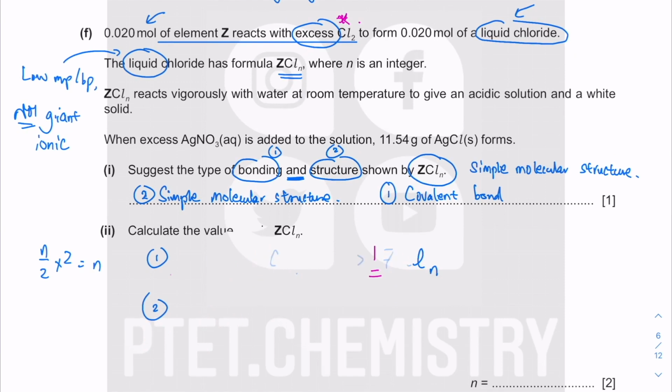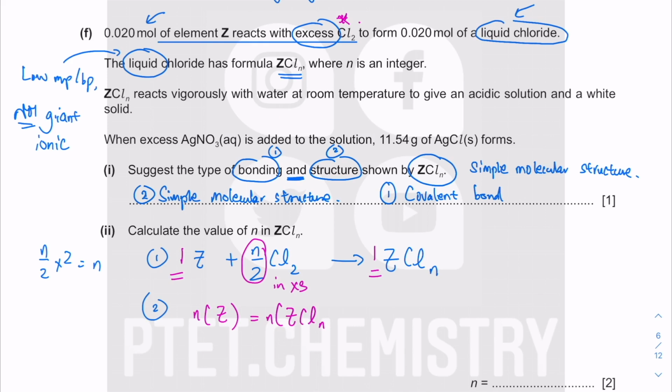I have just read the last part of the question. Look at what happened in the last part of the question. They react vigorously in water, which is hydrolysis, and then when you add, let me see, does that make sense or not? Maybe not. I do need the equation, I think. So the mole of Z is equal to the mole of ZClN. Is that correct? That is correct, isn't it?